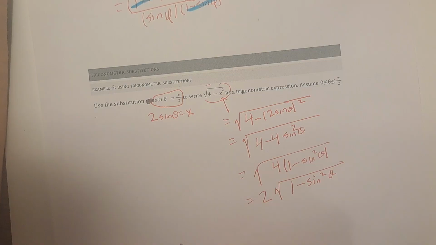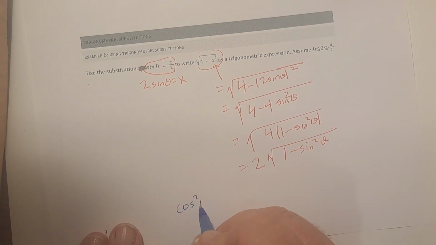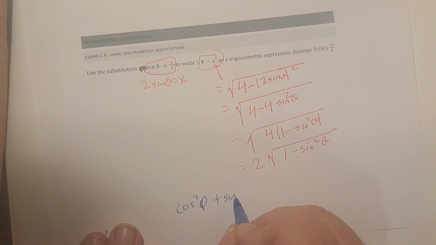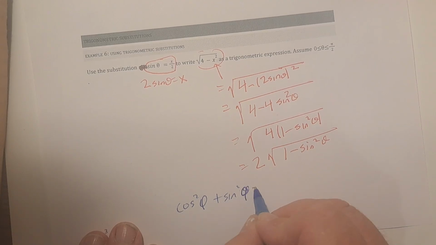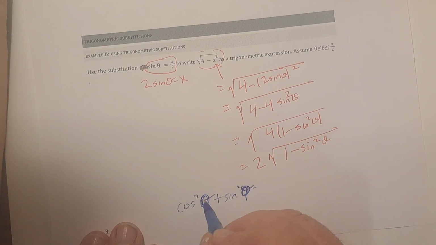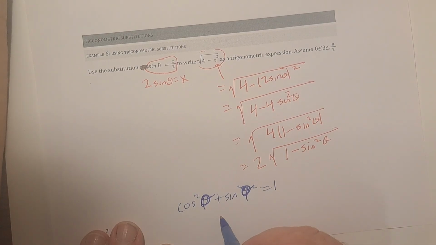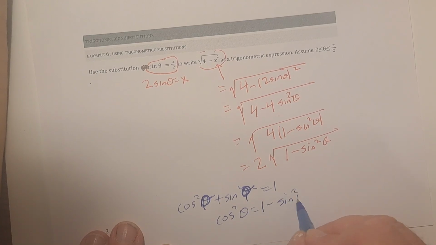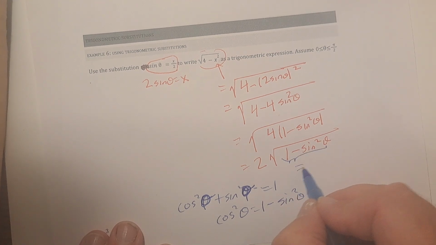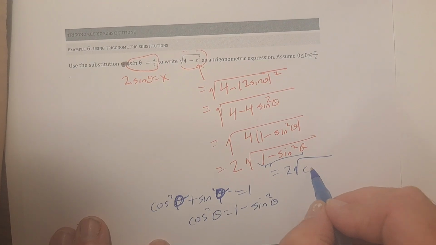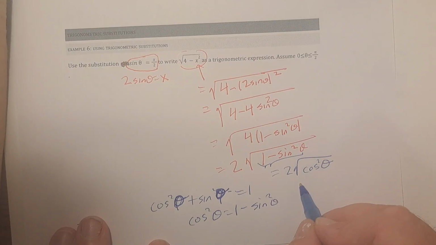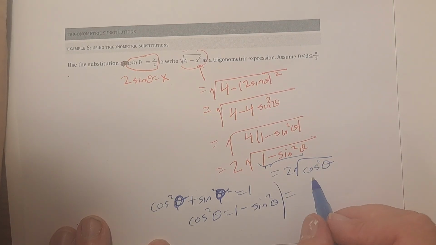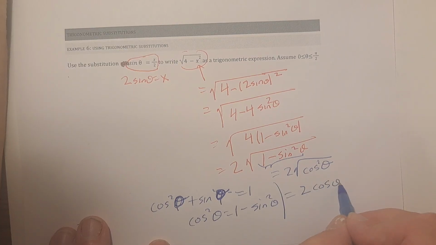So what I'm saying is that cosine squared phi plus sine squared phi, oh, this one's theta. Cosine squared theta plus sine squared theta, this is the theta letter, is 1. So that makes cosine squared theta equal to 1 minus sine squared theta. So this guy I can just put in as cosine squared. And then the square root of cosine squared is just cosine. So that's what you get.